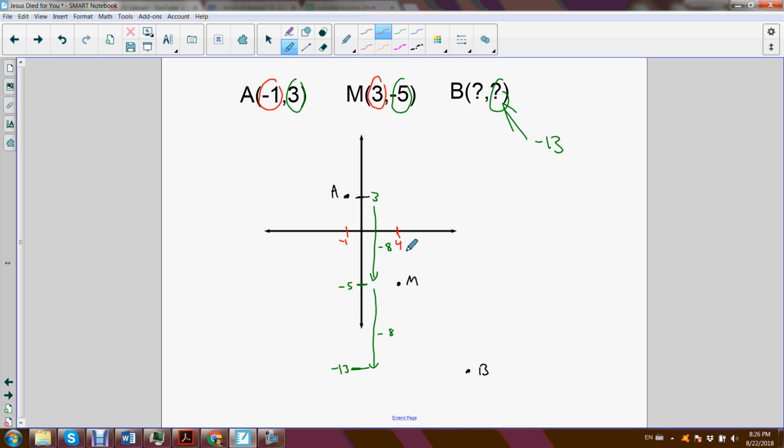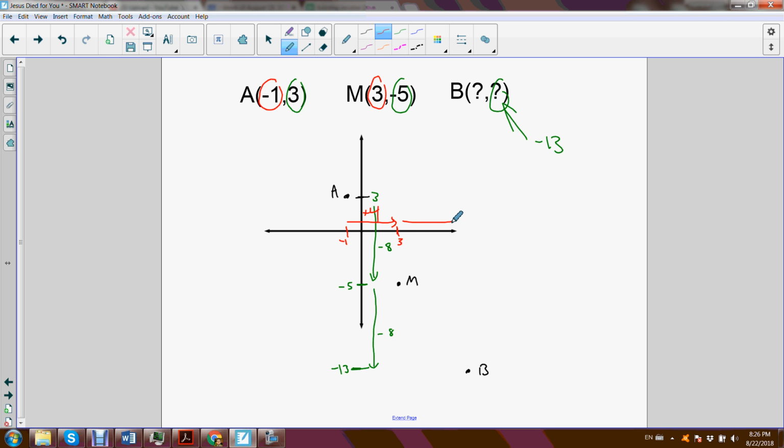is 3. To get from the endpoint A to the x coordinate of the midpoint, M, we had to go right 4 units. We had to add 4 to the x coordinate.